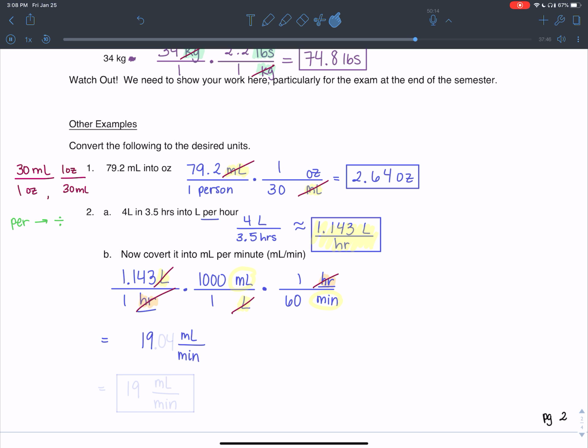I got 19.04 milliliters, but I want to round it because it's above 1. I want to round it to the tenths place. So 19.04 will get rounded to 19.0. 19.0, we don't want a trailing 0. So clearly it's really just 19 milliliters per minute as the answer.